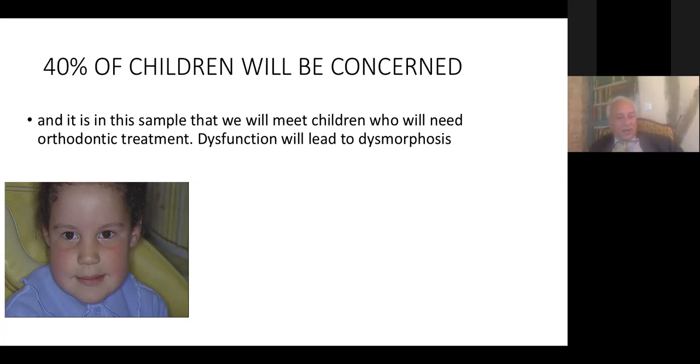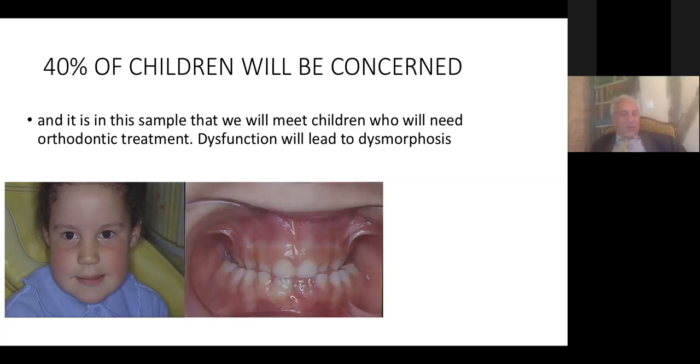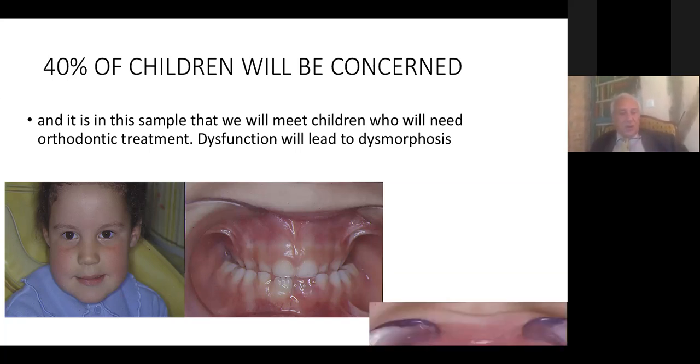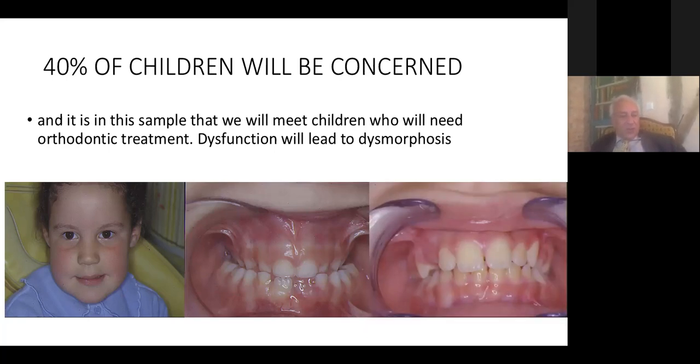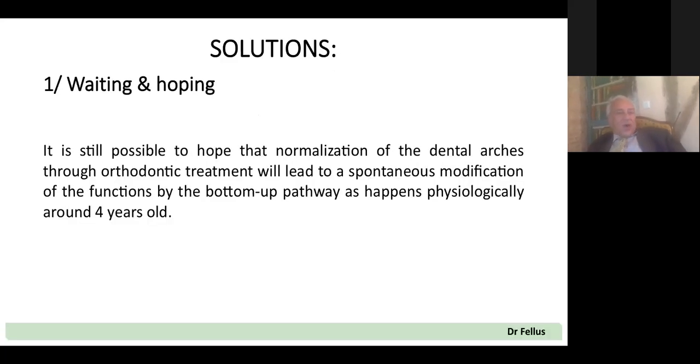Dysfunction will lead to dysmorphosis. For instance, this young girl has an endognathy of the upper maxilla because there is a contraction of the muscle of the jaw, and the upper maxilla has not developed. And if we treat it without appliance or with the help of a simple appliance, you can reactivate the growth and have a good occlusion without any extraction.